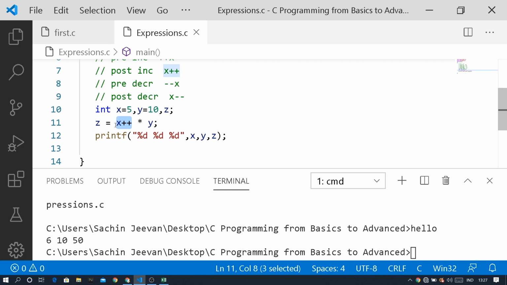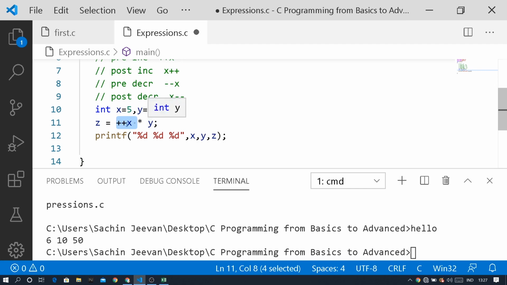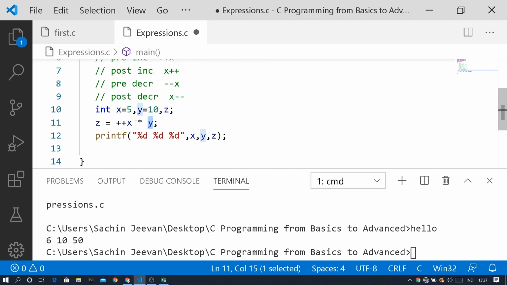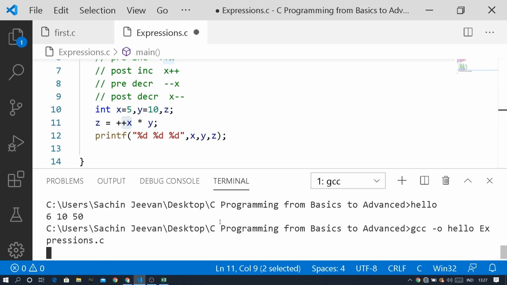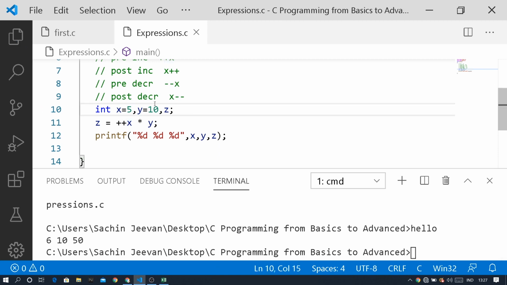Okay, now I will change this x plus plus into plus plus x. Now this only will occur first, then only multiplication. So plus plus x occurs, so x becomes 6, then 6 is multiplied by 10. Before this it was 5 multiplied by 10, now it is 6 multiplied by 10, which becomes 60. I did not save the file. I'll just save this file, and compile it again and execute. Yes, x and y values remain the same, but the z value becomes 60.